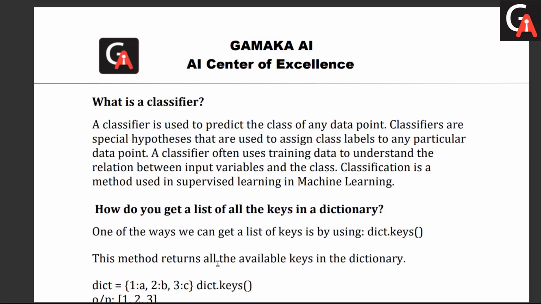Next question we have for the session: what is a classifier? A classifier is used to predict the class of any data point. Classifiers are special hypotheses that are used to assign a class label to a particular data point. A classifier often uses training data to understand the relationship between the input variables and the class. Classification is a method used in supervised machine learning. So a classifier classifies the data according to the categories it belongs to and forms some groups. It's an ML related concept.